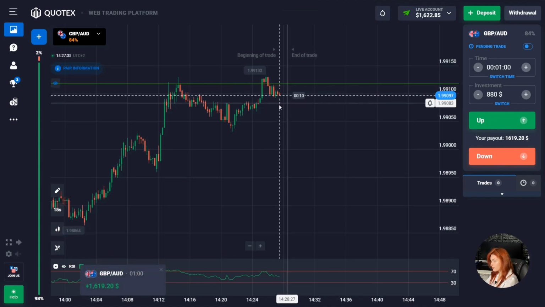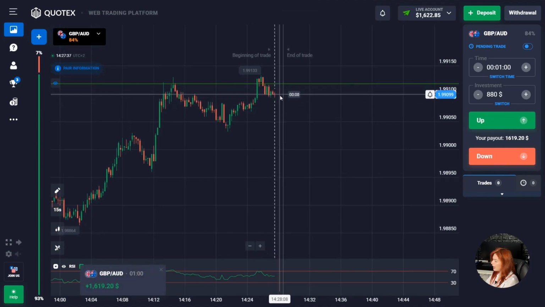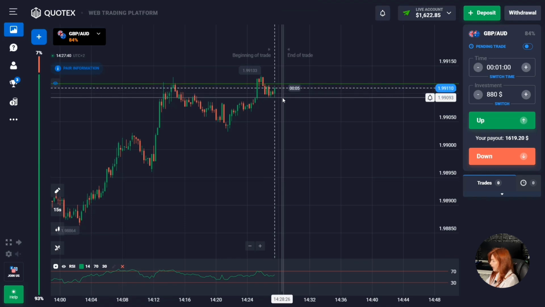Well, my dear traders, that's great. There has been a very small rollback and we got the profit here. As you can see, 1 minute was perfect. Once again, I have correctly predicted the further price movement.